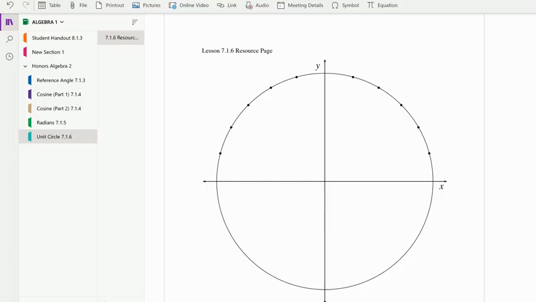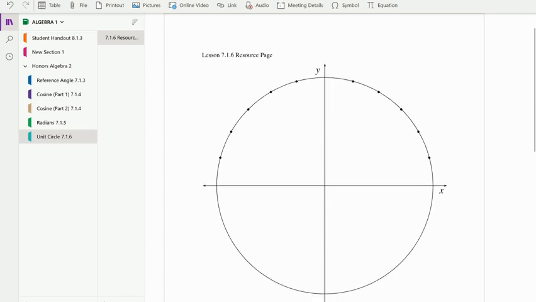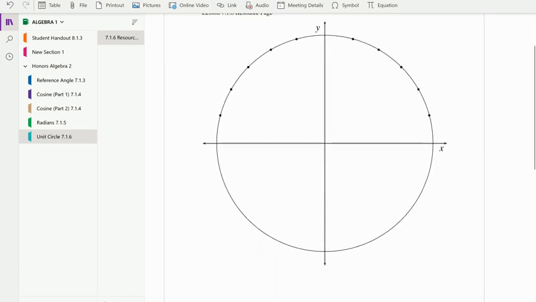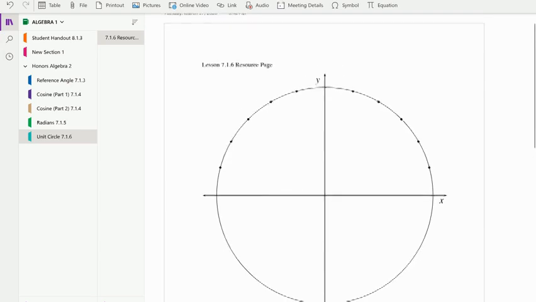All right, you guys, so this is 7.1.6, which is the section on the unit circle. This is probably one of the most important sections of the chapter, in my opinion. So in order to get this resource page, it's just on the website on Friday. It just says print unit circle.